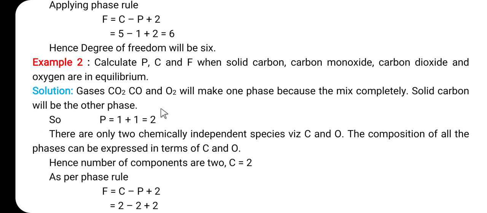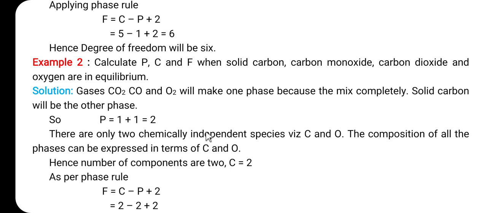Let us consider the second example. Calculate P, C and F when solid carbon, carbon monoxide, carbon dioxide and oxygen are in equilibrium. The gases carbon dioxide, carbon monoxide and oxygen will make one phase, because they mix completely. So, for the mixture of carbon dioxide, carbon monoxide and oxygen, the phase is equal to 1. Then solid carbon will be the other phase. So, what is the total number of phases? P is equal to 1 plus 1, that is equal to 2.